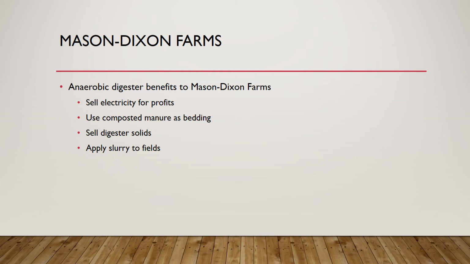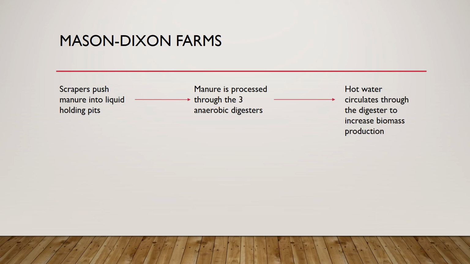Some of the benefits that Mason-Dixon Farms has seen since the installation of the anaerobic digesters are increased profits from selling electricity and digester solids, use of composted manure as bedding, and reduction of the need for commercial fertilizer because they can apply slurry to the fields. Scrapers push manure into liquid holding pits. The liquid holding pits are drained into the digesters, and hot water circulates through the digester to increase biomass production.